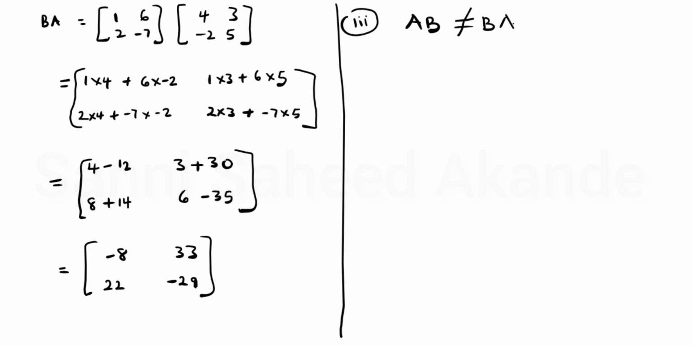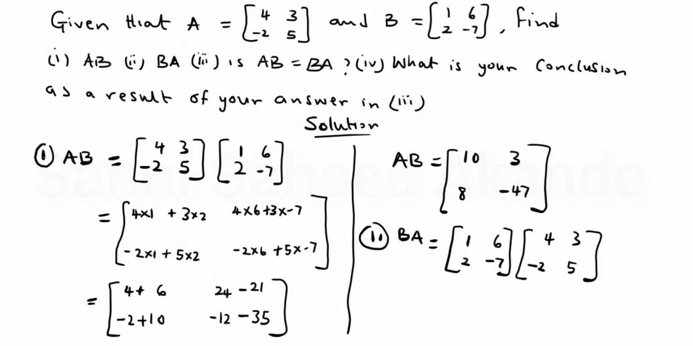Understood? Okay, so Roman figure 4. So the question in Roman figure 4 says, what is your conclusion as a result of your answer in Roman figure 3? So what is our conclusion? So we are going to conclude that matrix multiplication is not commutative.